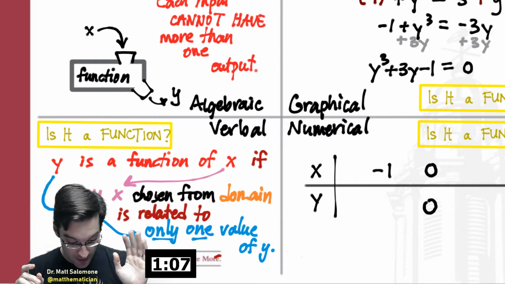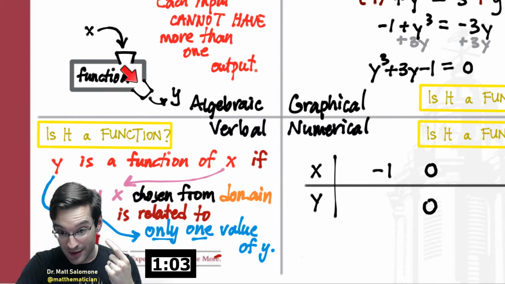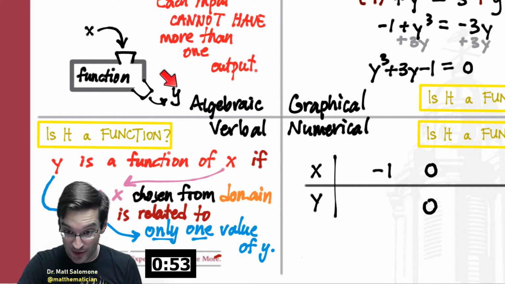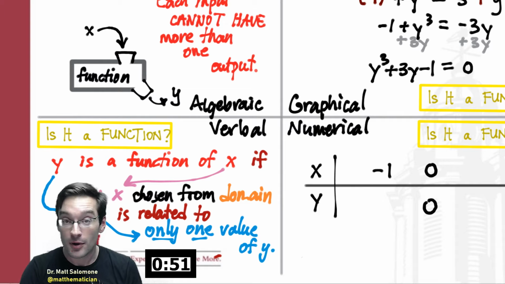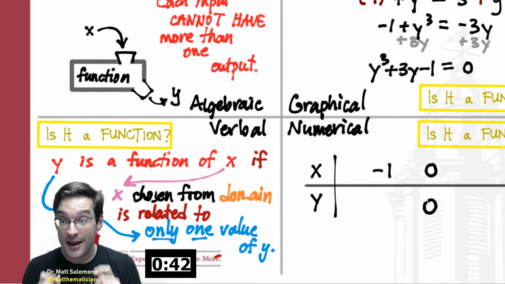Let's say I put the number 2 into my function, and the function machine spits out the number 6 as output. That means that every time I put a 2 into my function, I'm going to get a 6 out the end. There's no way for me to put in a 2 and get two different values, like 6 and, I don't know, 11, as the output of this function. Every input has a uniquely defined output. That is what it means for a relationship to be a function.